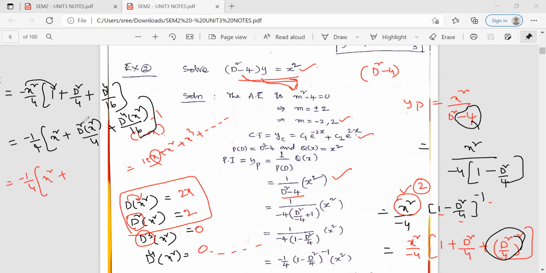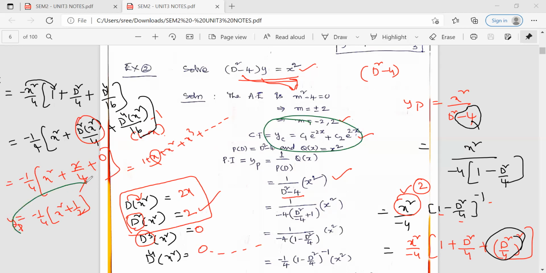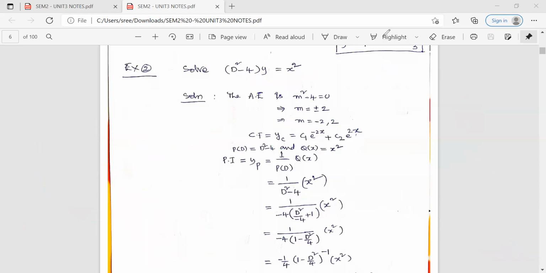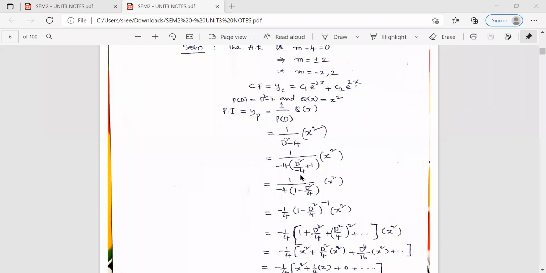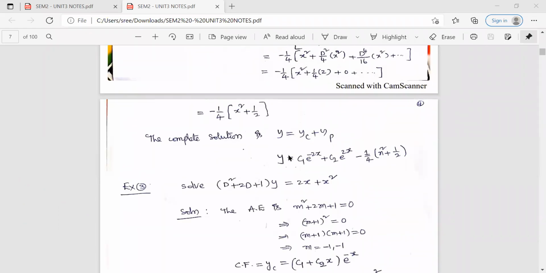x square. D square of x square is 2, so I write 2 by 4. D power 4 is 0. So what we get here is minus 1 by 4 into x square plus 1 by 2. This is the yp. Now we write the general solution by adding this yc and this yp. This is the solution of the given equation. See here, y equals yc plus yp is the solution of the given equation.